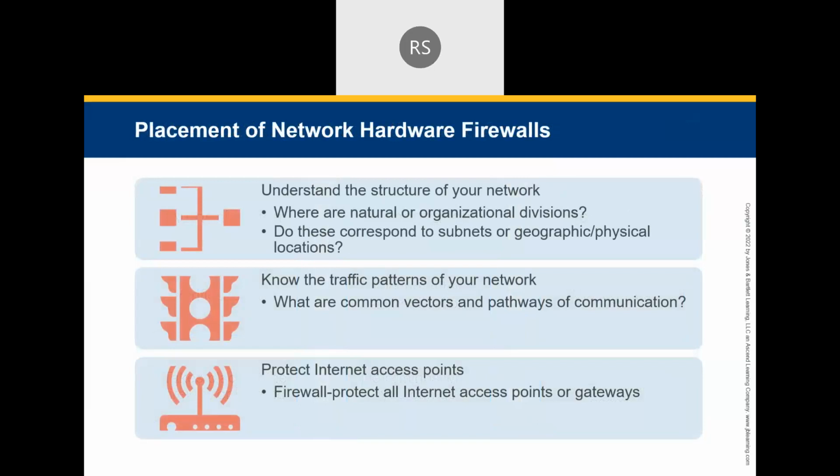Now, the placement of the network hardware firewalls we're going to discuss. First, you need to understand the structure of your network. What are their natural organizational divisions? So you identify those divisions within your network, considering both natural and organizational aspects. So this could involve subnets, physical locations, or just departments. You also want to check if these divisions align with those subnets, those geographical locations, or specific organization units.